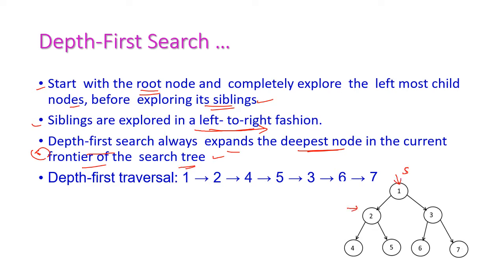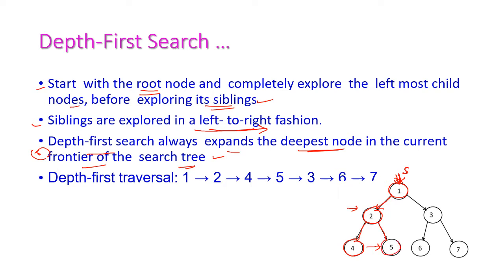From the start node, let us see how the nodes will get expanded. First it will explore 1, and from 1 we have two child nodes, but it will take only the leftmost child. This will visit 2. From 2 the leftmost child is 4, so it will visit 4. The 4 does not have any other child, so the sibling will get explored. The sibling of 4 is 5.